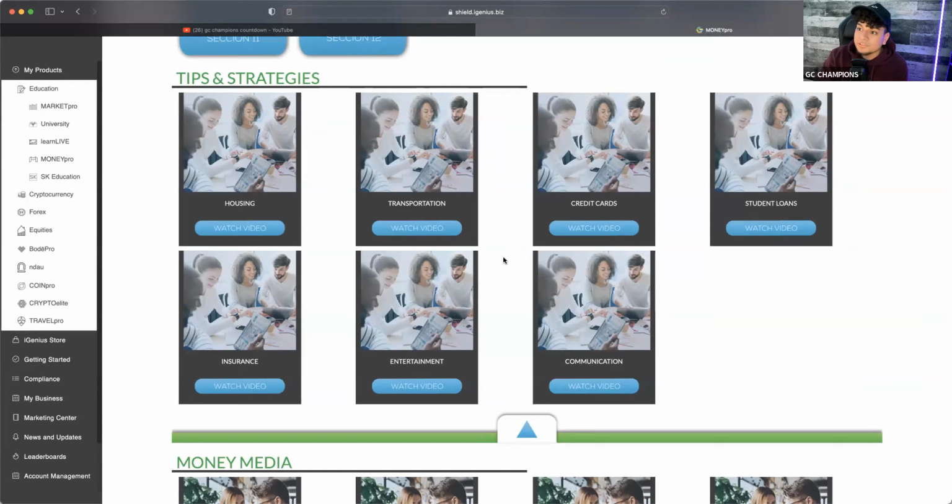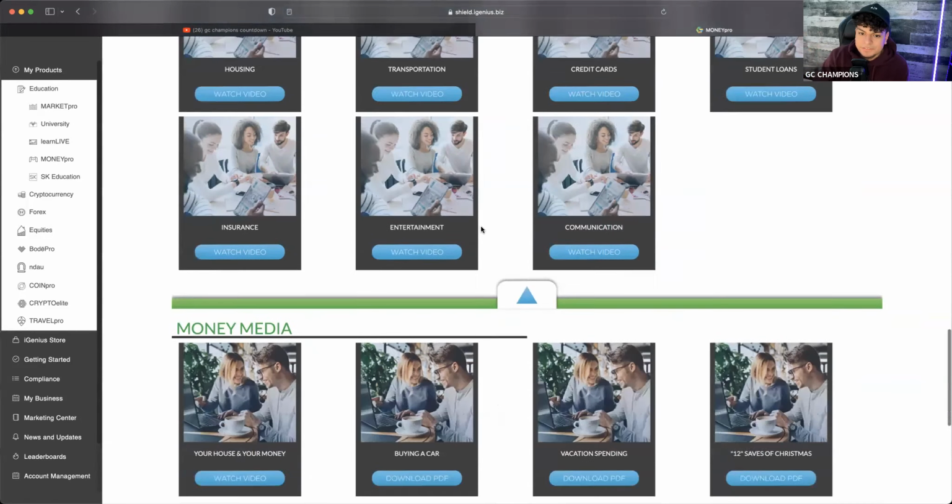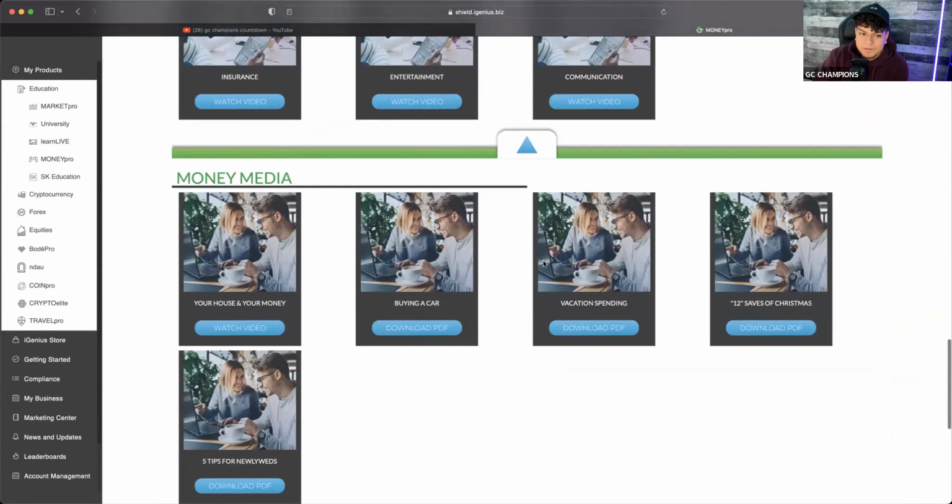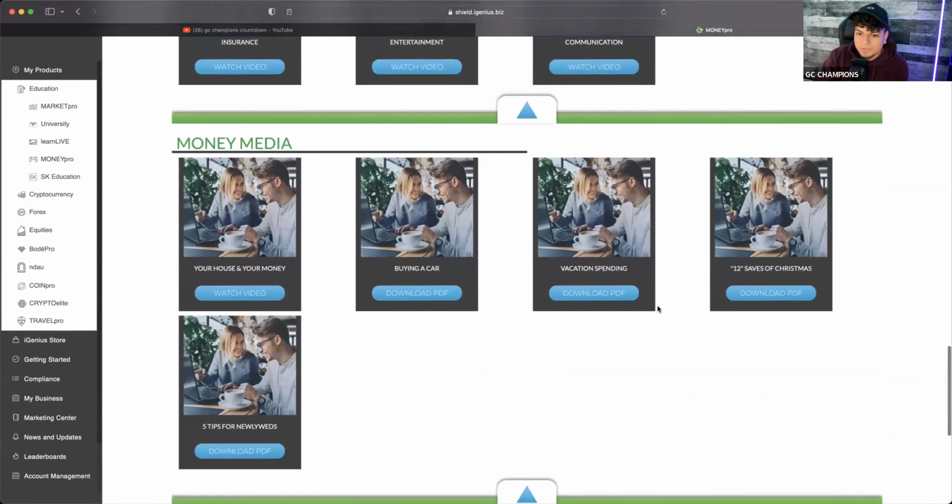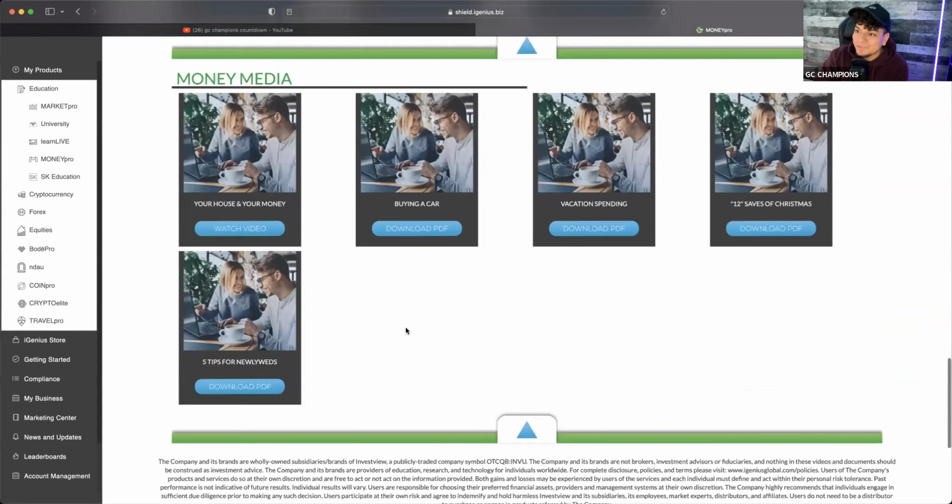Credit cards, how are you achieving a higher credit score? What is your credit right now? Can I apply for other things that will help me have more leverage of the bank's money? A lot of things that people don't know. Then we go into money media, like buying a car, your house and your money, vacation spending, Christmas, newlyweds. It's so specific. I hope you understand this.